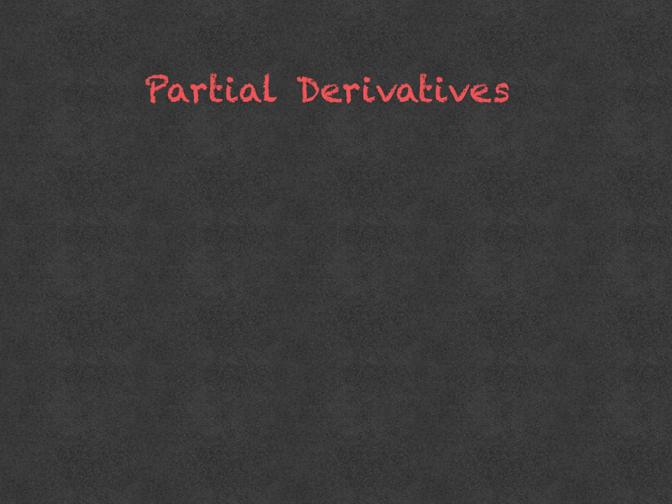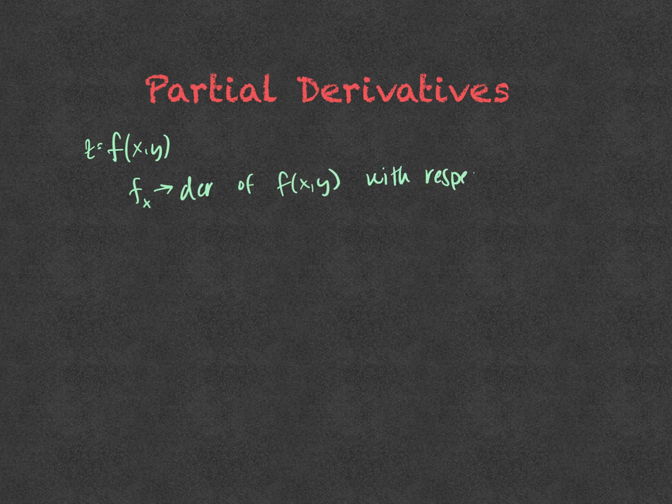As we look at this section on partial derivatives, we're going to start with notation because I think that'll be easiest to work with. So if we let z equal f of x comma y, then when we use this notation f sub x, this is our derivative. This is the derivative of f of x y with respect to x. Now, with respect to x means we're only taking the derivative of x and we hold y as a constant.